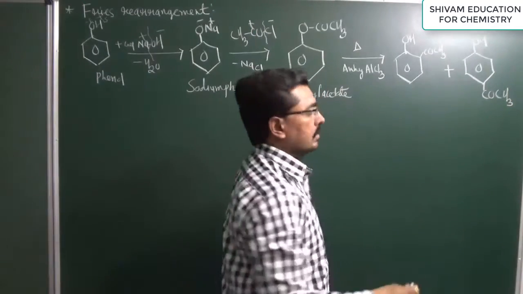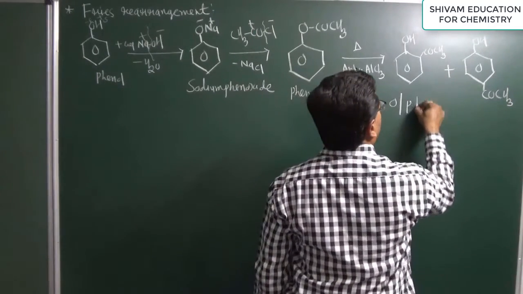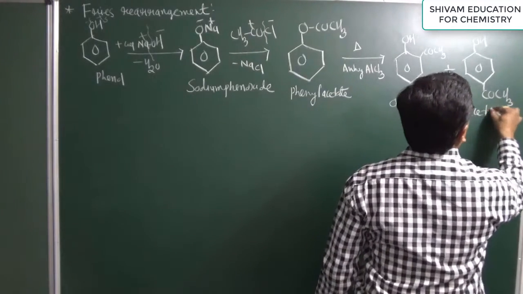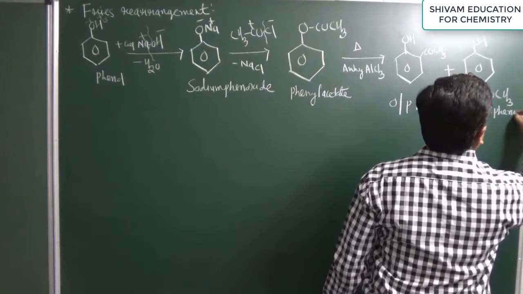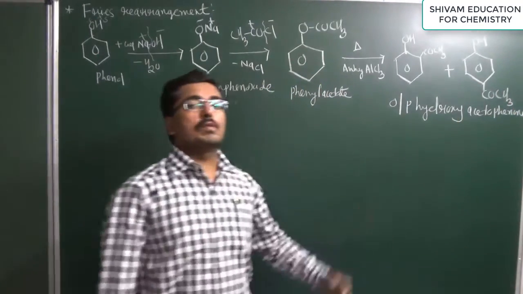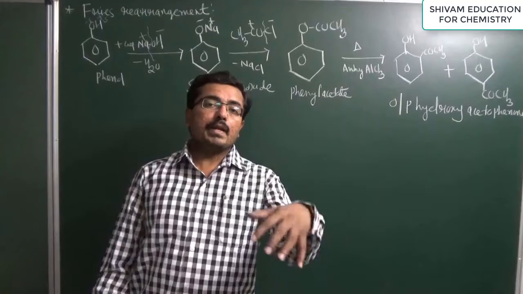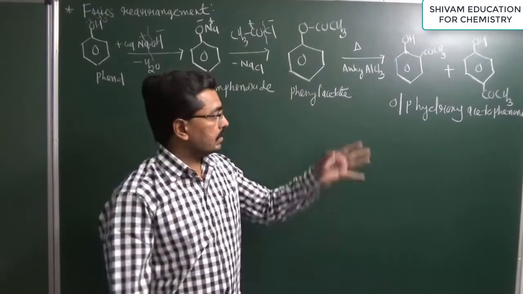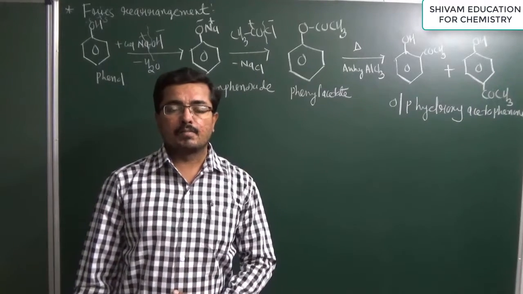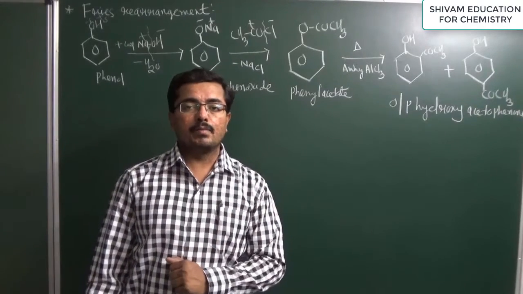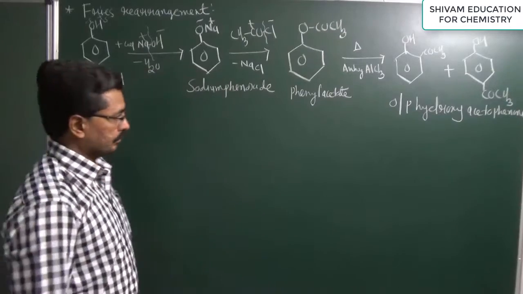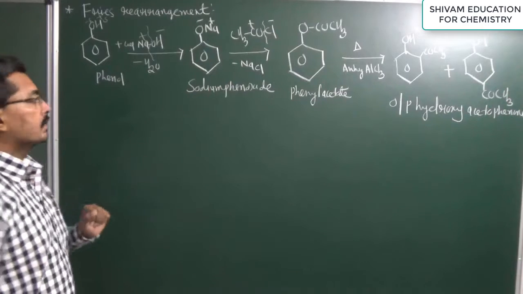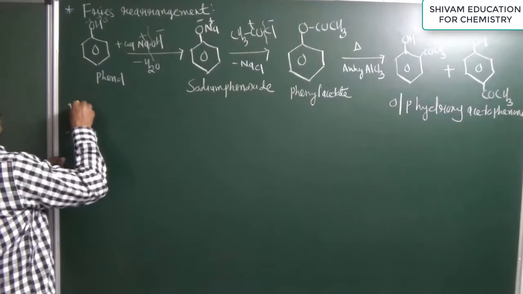Name of this structure: we can write ortho or para-hydroxy acetophenone. So now, which product will be obtained, ortho or para? It depends upon the concentration of catalyst and temperature. At a low temperature, ortho will be obtained as the major product, and at a high temperature, para will be obtained as the major product. Now how this rearrangement reaction occurs, we will understand with the help of the mechanism.